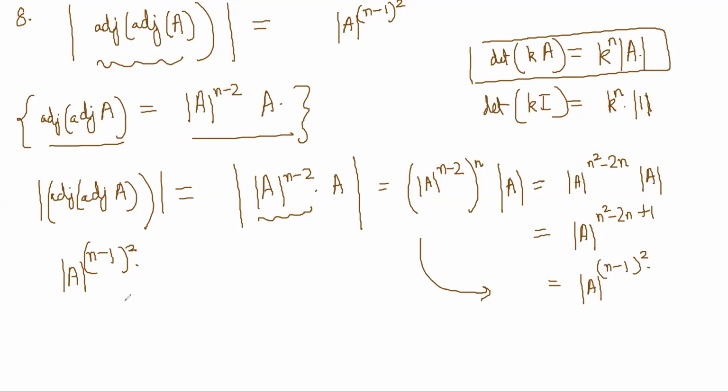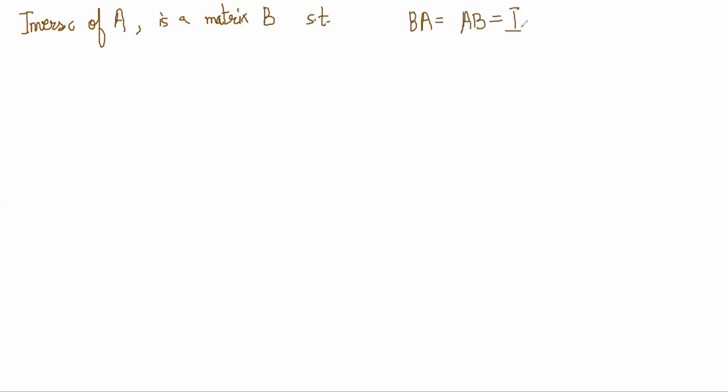Now we come to inverse, properties of inverse. Inverse is defined as: the inverse of A is a matrix B such that B into A is equal to A into B is equal to I. Inverse is defined only for square matrices. Only for square matrices it is defined.